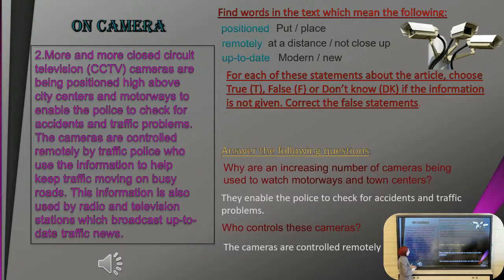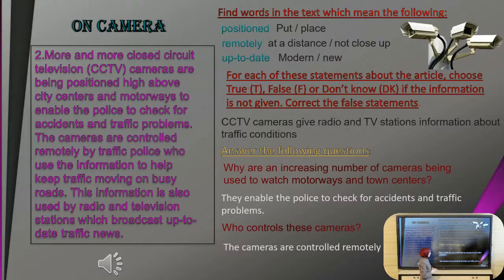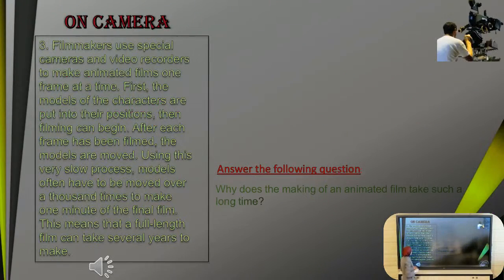You have to decide if the following sentence is true or false, or if you don't know the information. CCTV cameras give radio and TV stations information about traffic conditions. It's a true sentence. Let's move to the third part of our lesson. We have only one question about this part. Why does the making of an animated film take such a long time? Now let's listen, find the answer to this question.